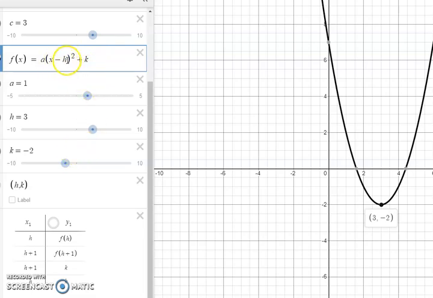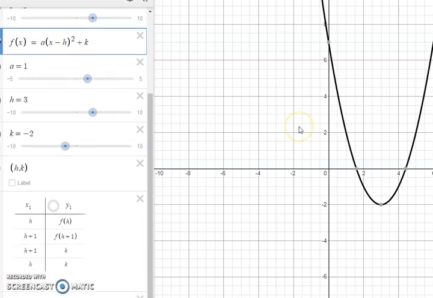And we just showed you how the h logically moves it side to side because inside the parentheses, let's say this another way, if I put h inside the parentheses, h minus h gives 0. That's where the vertex in the simple form occurs. Now the only thing left that we didn't talk about is the a value.